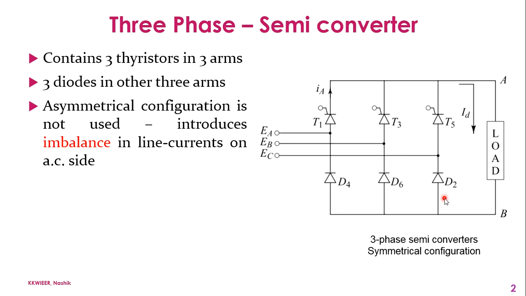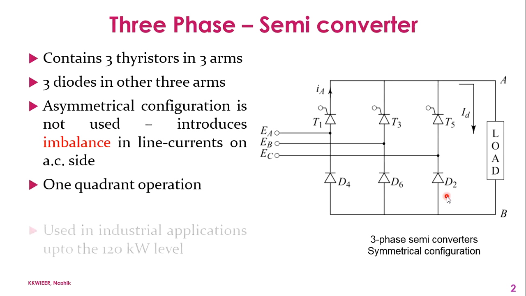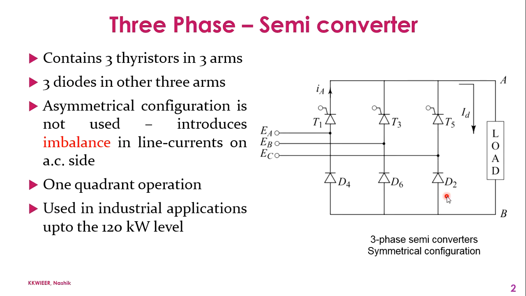In this case, asymmetrical configuration is not used as it induces imbalance in line currents on the AC side. So this circuit looks like a three-phase half-wave diode circuit in series with a three-phase half-wave phase controlled thyristor circuit. It performs one quadrant operation and it is used in industrial applications up to 120 kilowatt level.